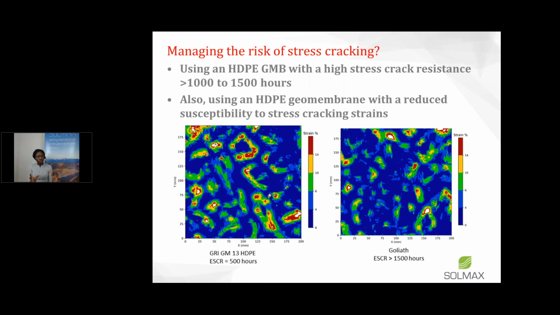And the picture, the map or picture that you're seeing on the screen in the bottom there is a comparison of our GRIGM13 HDP geomembrane with a stress crack resistance of 500 hours, and then our Goliath geomembrane that has a stress crack resistance that's greater than 1,500 hours. Aside from the stress crack resistance of both geomembranes, the mechanical properties are also very, very different, right? And the picture is a strain mapping of the surfaces of both geomembranes.